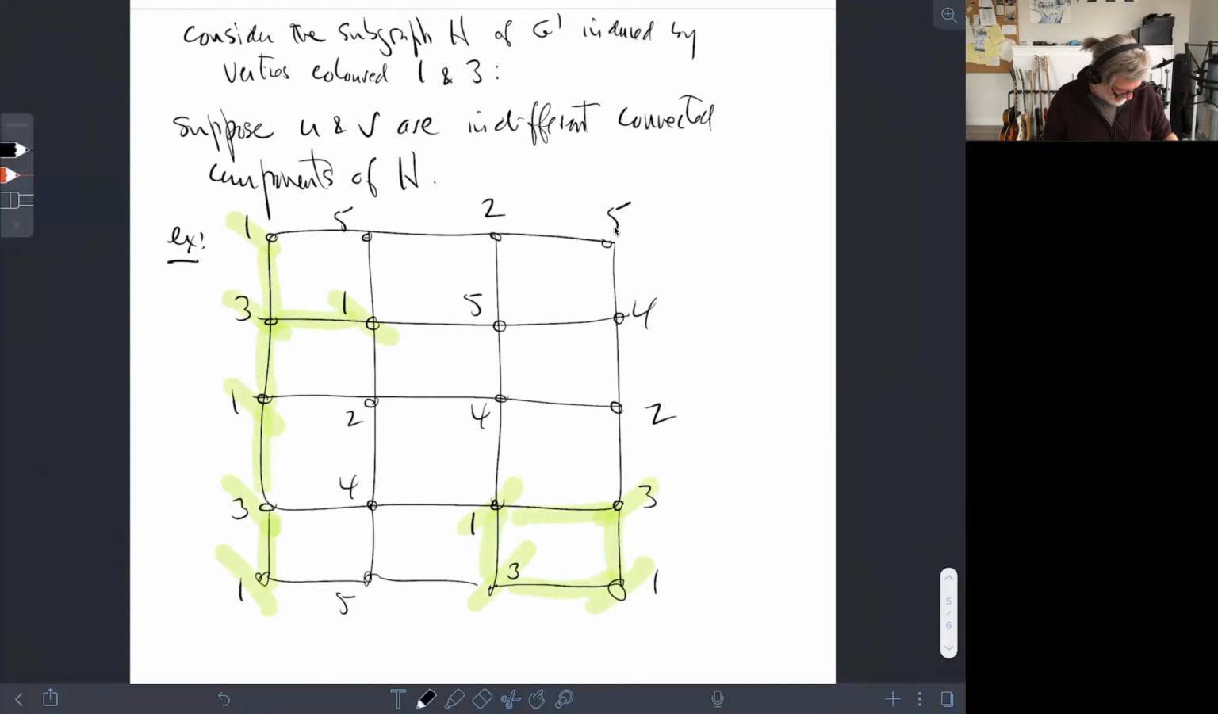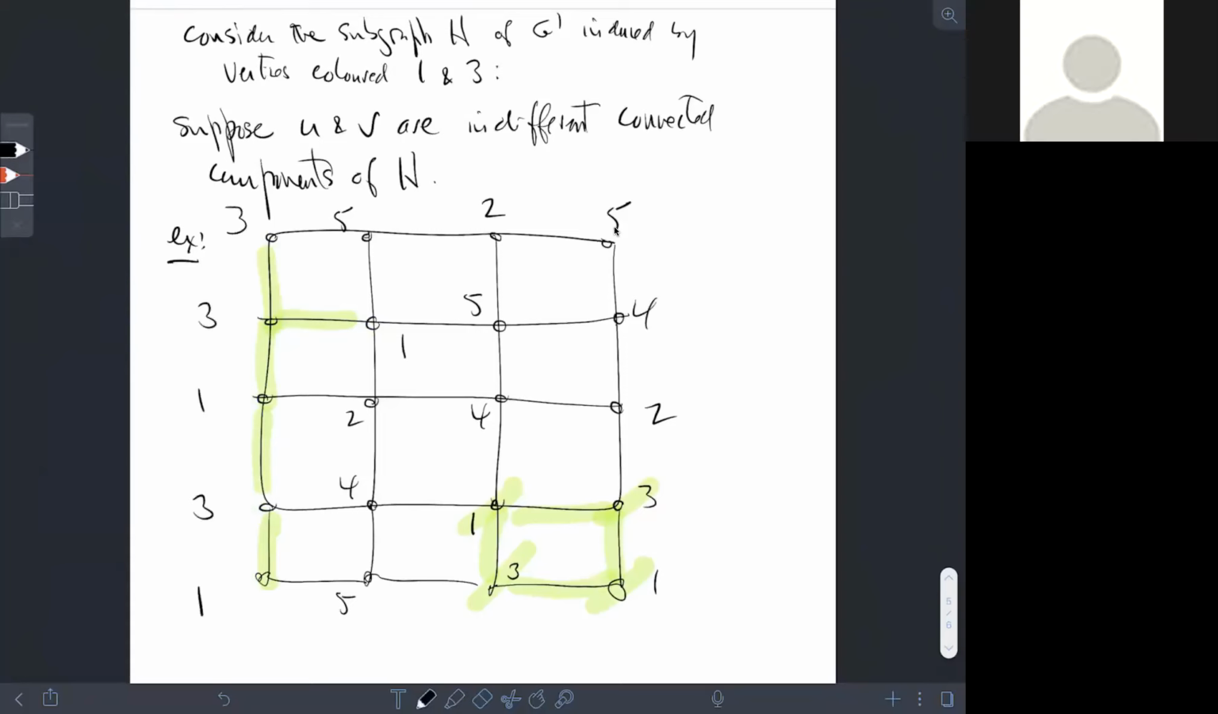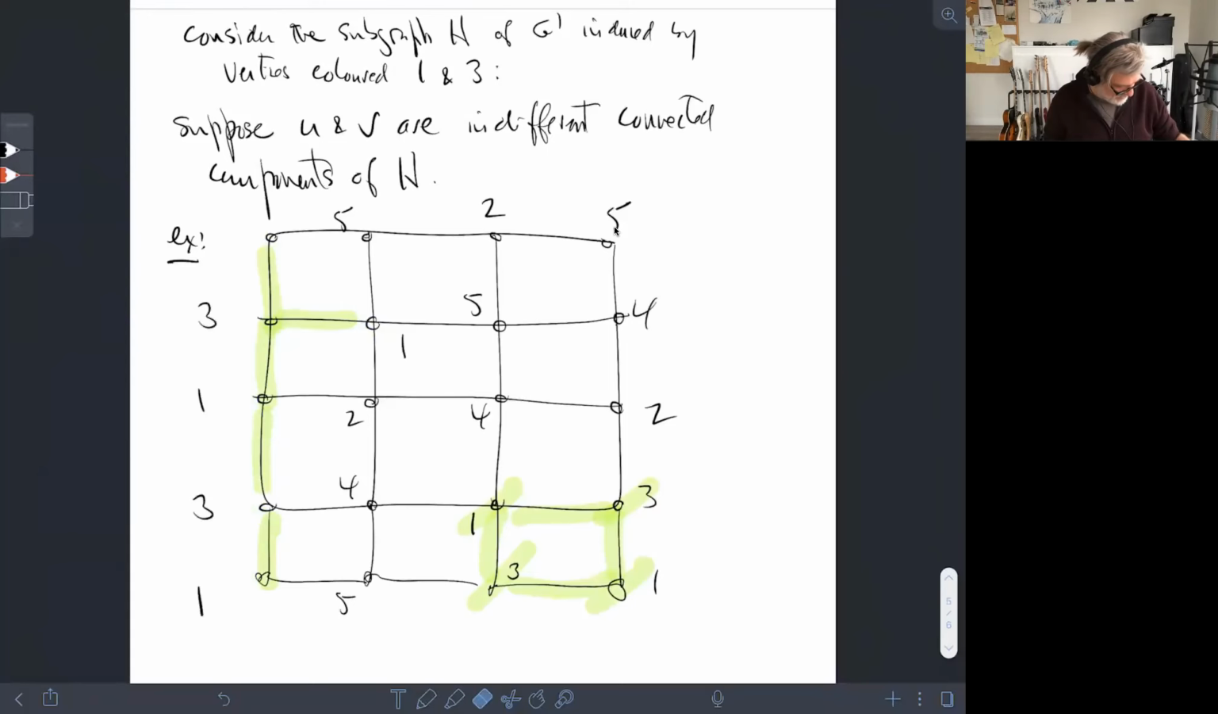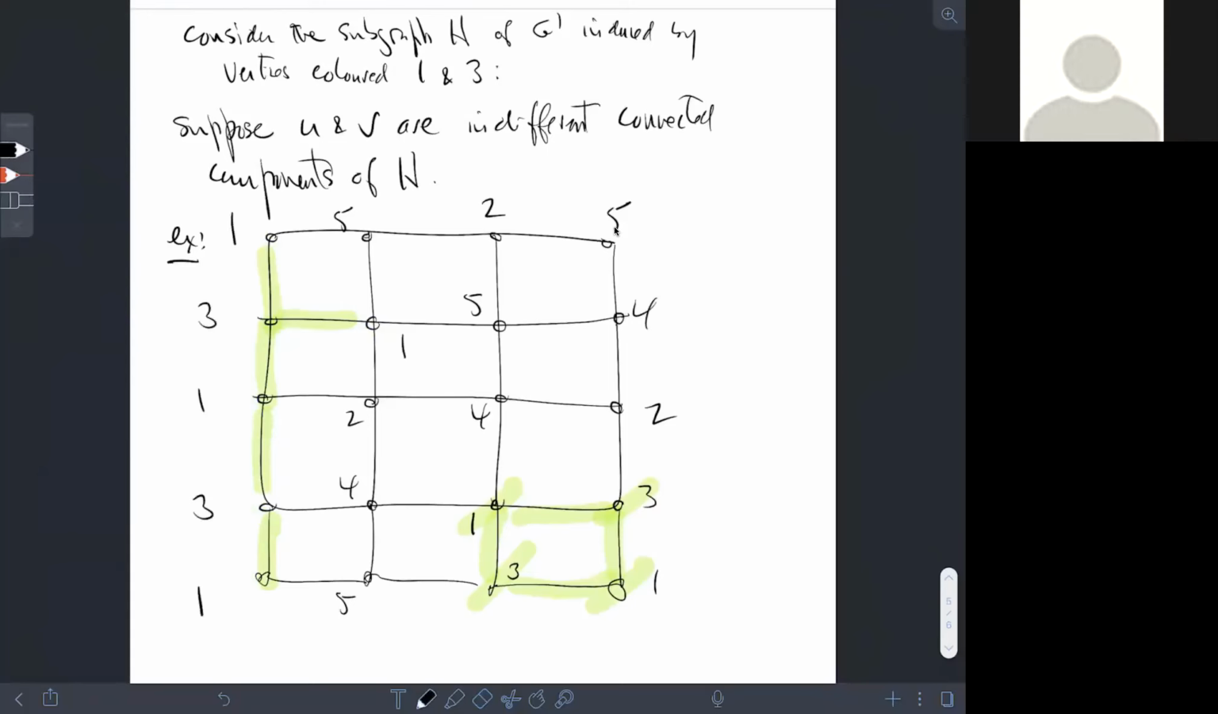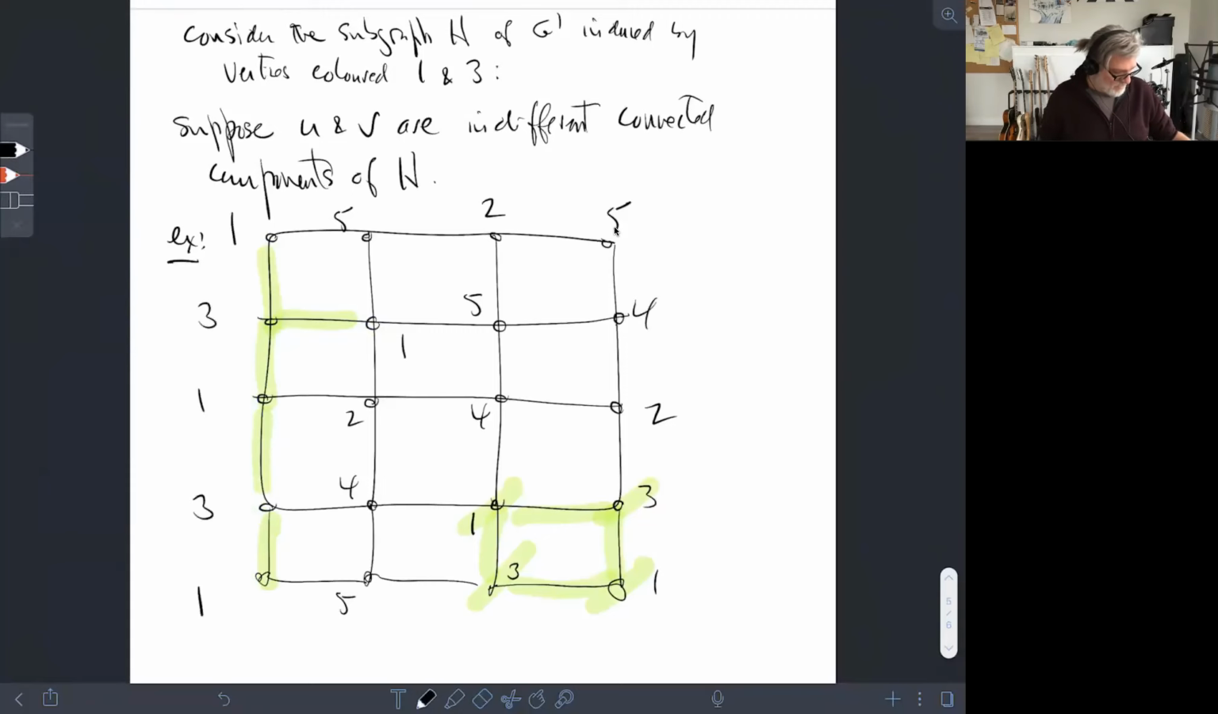Okay, let me try something. Sorry. I had 1 here? 1, 3, 1, 3, 1, 3. Okay, I'm good. All right. I think you had 1 at the top left. Yes, otherwise it's not a good coloring. Okay, so these are the two different pieces.